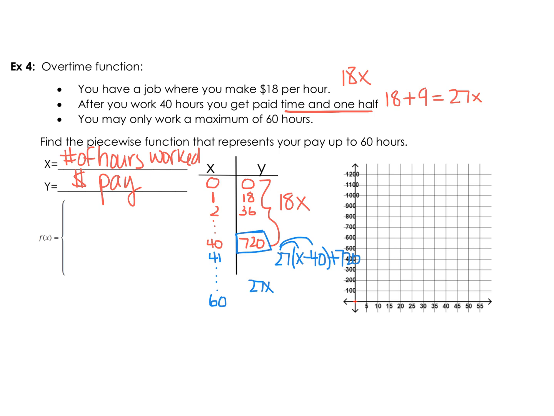27 times 40 is, and minus there, minus 1,080 plus 720. So then if I add that up, now collect my like terms, 27x, if I add these, that's going to give me negative 360.